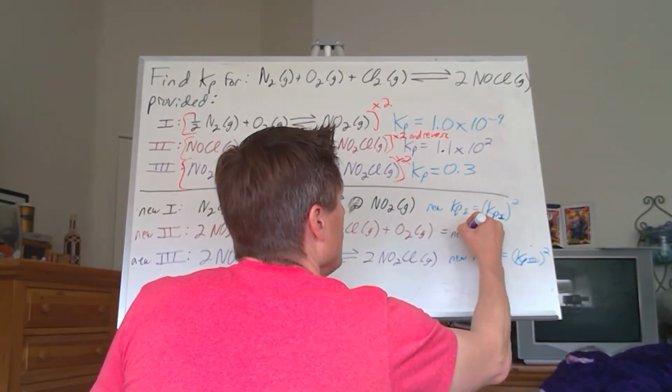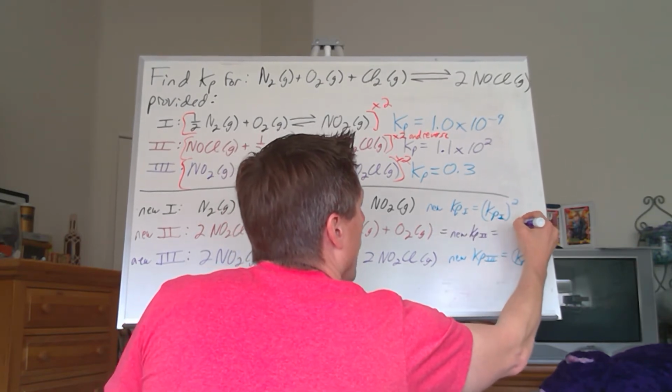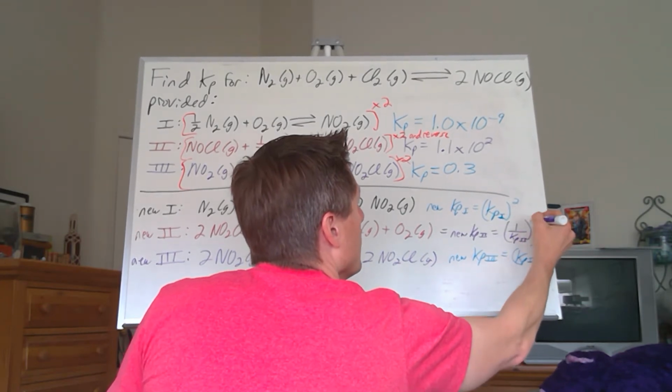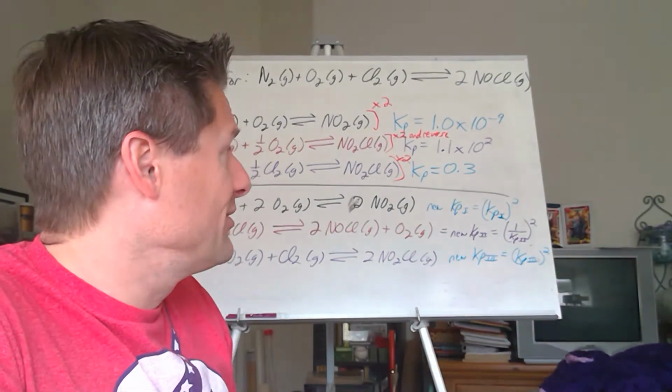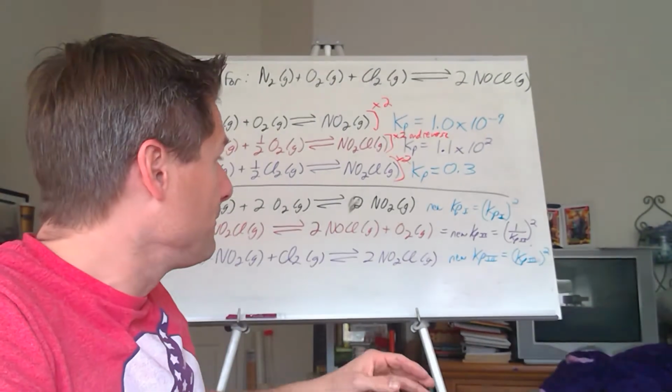So our new Kp2 will be 1 over the original Kp2 squared, or as a lot of students prefer, just say the Kp2 original to the -2 power. No big deal, right?